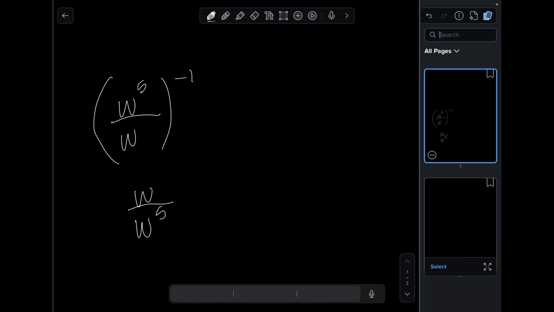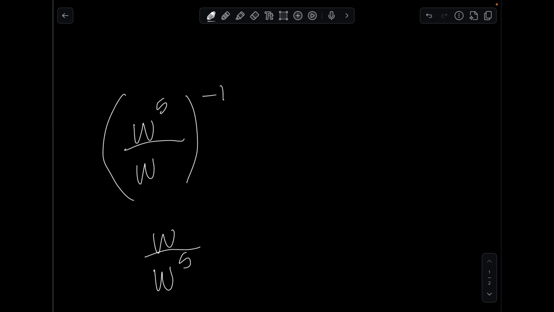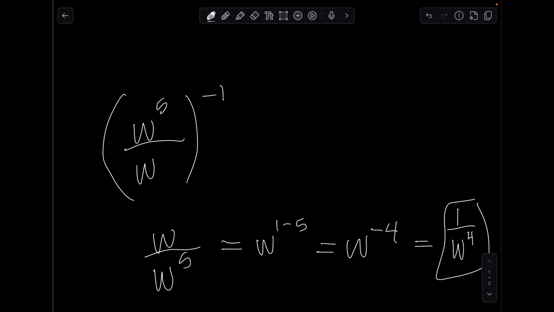But you have to simplify, right? So w over w to the 5th power is w to the 1, there's a 1 here, minus that 5. So that's w to the negative 4th power. But guess what? You gotta flip it again, because we don't keep exponents negative. We put it at the bottom. And there's your answer.